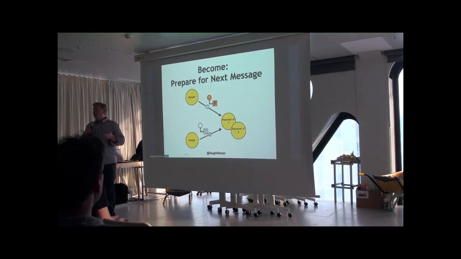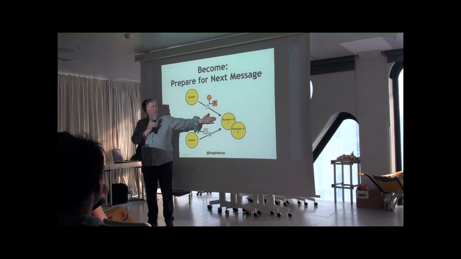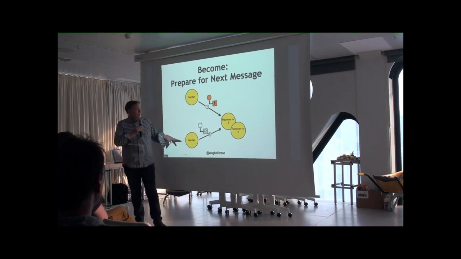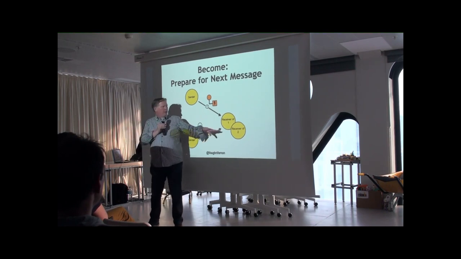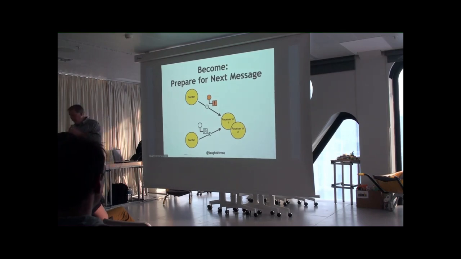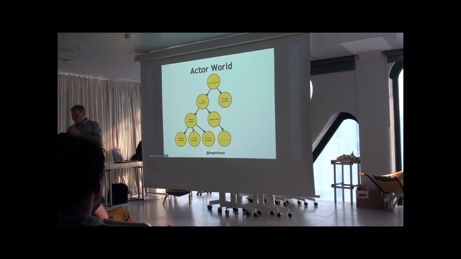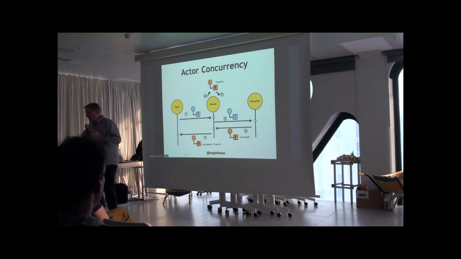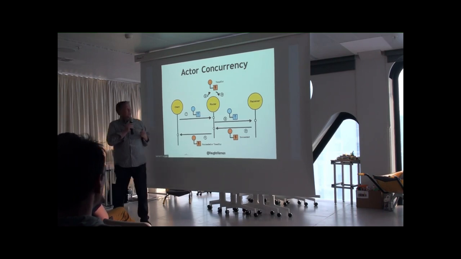Actors know how to become another kind of protocol. So as this actor is responding to this message, it prepares itself to receive the next message by saying, I want to now look like a different kind of protocol. And therefore, when this sender's message arrives in the next sequence, it will be handled by a different protocol, even though it is the exact same actor instance or object instance. And then actors have hierarchical supervision.